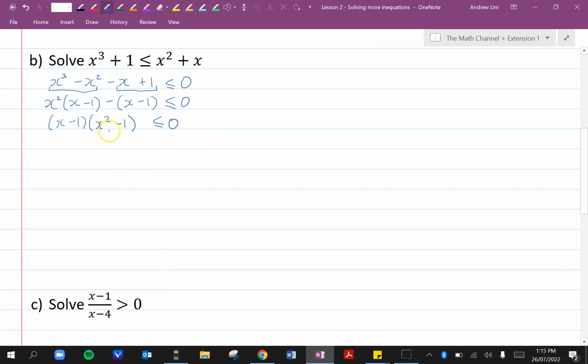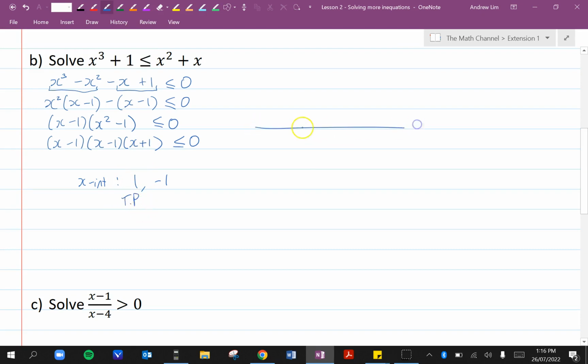But this is a difference of 2 squares, so we can actually keep going further. (x minus 1)(x minus 1)(x plus 1), and now it's fully factorized. That tells me we've got 2 x-intercepts. The x-intercepts are at 1 and minus 1. So because there are 2 factors at x equals 1, that tells me that there's a double root and therefore a turning point at x equals 1.